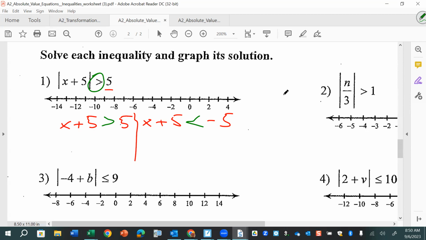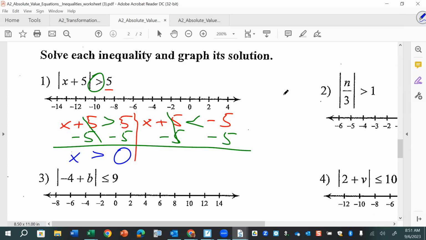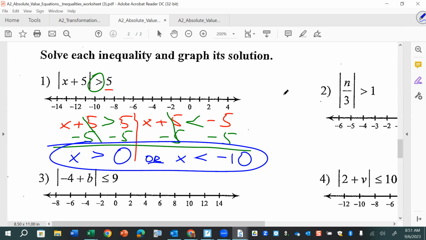Okay. One lousy step to finish this. What do I do to get X by itself? Come on. -5. In my two, count on the two answers. X is greater than 0. Or X is less than -10. Eventually, there we go. All right. So there is the answer I'll be looking for on your quiz next class.